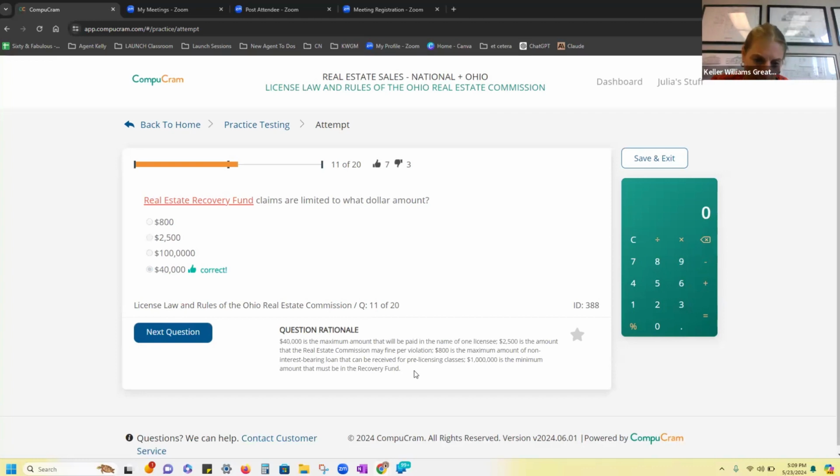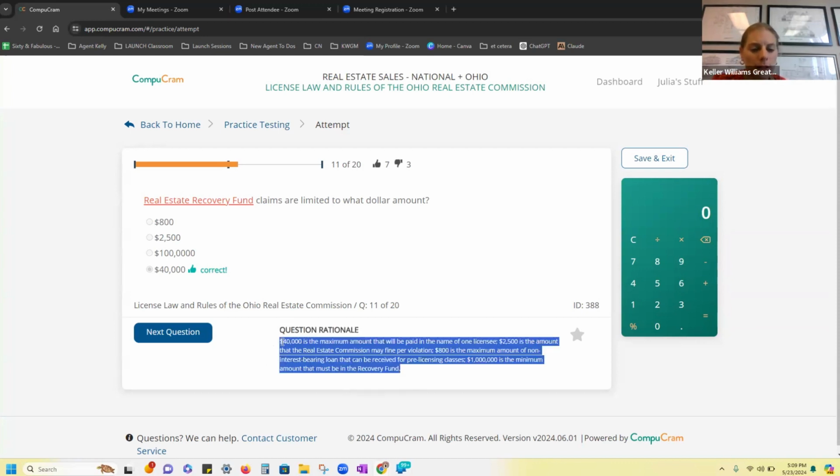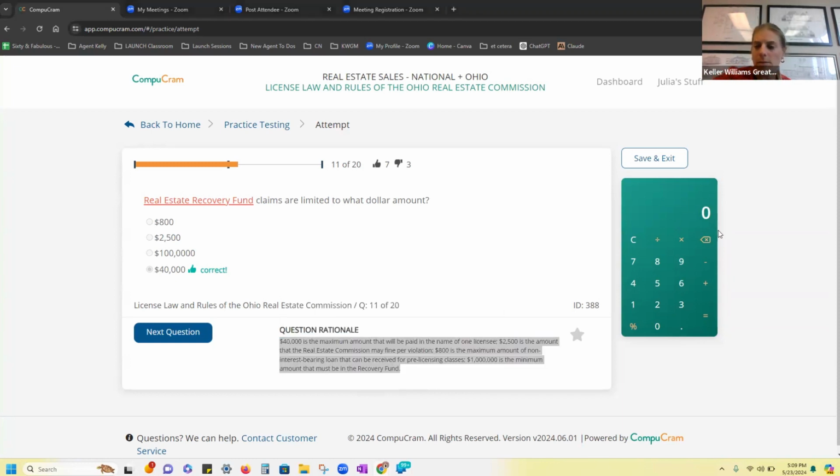Good job. Yeah, 40,000 is the maximum amount that would be paid in the name of one licensee. 2,500 is the amount that the real estate commission may fine per violation. And then 800 is the maximum amount of non-interest bearing loan that can be received for pre-licensing classes. And then 1,000,000 is the minimum amount that must be recovered in the recovery fund. All right, good job. That was a tricky one. Good to know those numbers for each one of them. Yes. Okay.